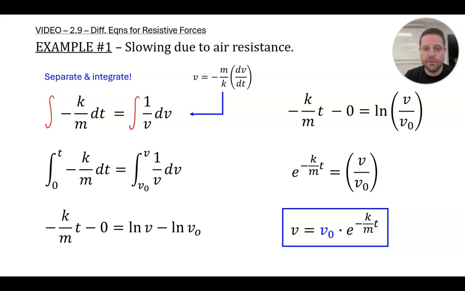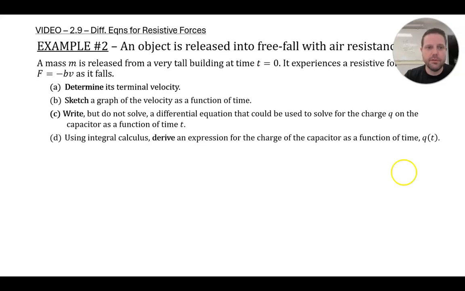So we're going to look at example 2 now. Example 2 is where we have a mass that's being released from a very tall height, maybe a very tall building, at time equals 0, and it's going to experience a resistive force defined by negative bv. Just like k, b is going to be a constant. What we're going to do is determine the terminal velocity, sketch the graph, but do not solve the differential equation, and then we're going to use integral calculus to solve it.